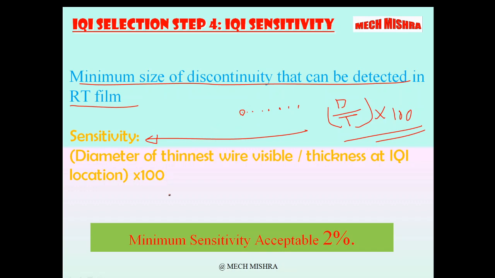So what is the acceptance criteria? The minimum sensitivity acceptable is 2%. So we always need to have sensitivity greater than or equal to 2% for radiography. The formula is here, d by t into 100. So we need to calculate and check the sensitivity of the radiography film.